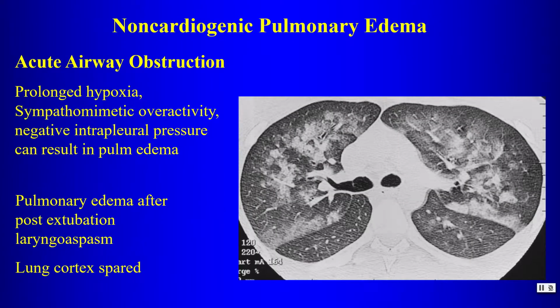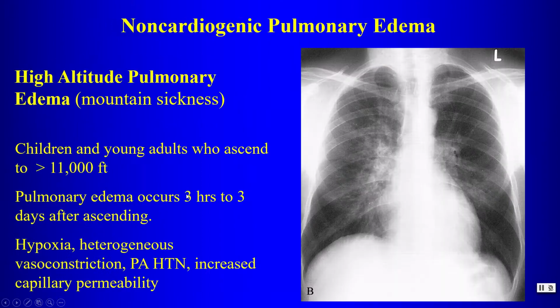Acute airway obstruction from acute hypoxia. As patients struggle to breathe, the high negative intrapleural pressures can also result in pulmonary edema. Pulmonary edema can also occur from laryngospasm as that obstructs the airway. It's been said that with this type of edema, the lung cortex may be spared, as in this example that we have here. High altitude pulmonary edema or mountain sickness.